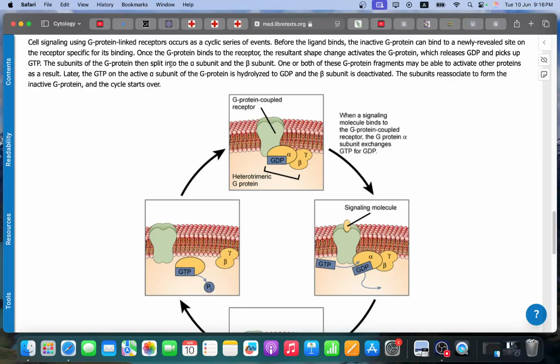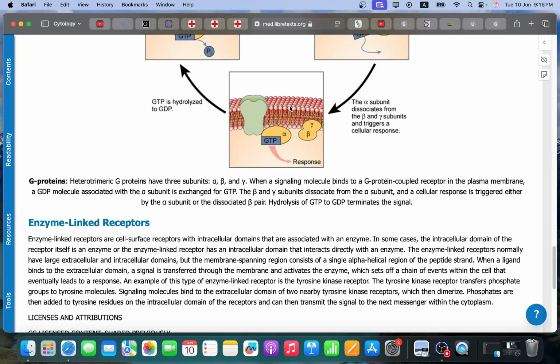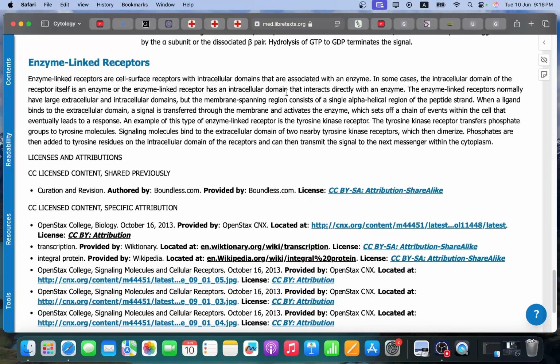The subunits of the G protein then split into the alpha subunit and beta subunit. And okay, this is too complex. I think I'm going to have to rely on YouTube visualization as well.